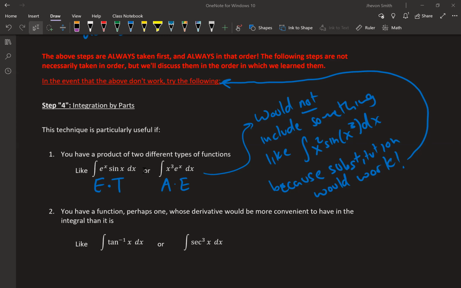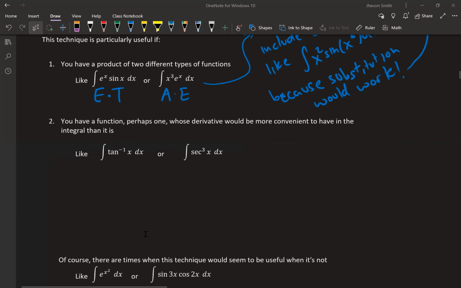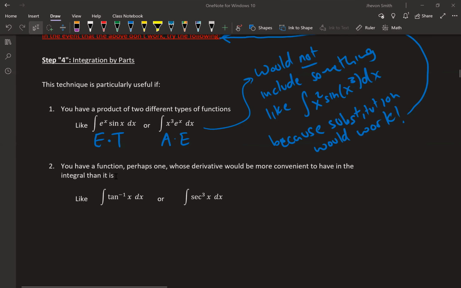Statistically speaking, this is the one that's going to take you home, right? So you see two different kinds of functions, that's going to be an option. Another situation in which integration by parts will be useful is if you look at the integral and you realize that there might be one function, there might be two functions. However, you realize that it would be more convenient to have the derivative of the function that you're looking at than it would be to have the function itself.